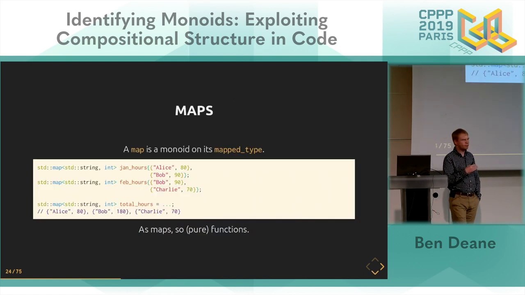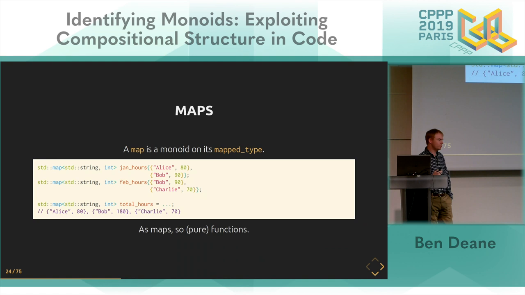And so that's a vector, so that's fairly easy to think about. When we think about maps, and it could be an unordered map, but associative containers, then this gives us the idea as to why identity is so important, because we are performing the monoid operation on the mapped type here. And if there is no entry in the map, so in this case, Alice didn't work any hours in February, what are we going to accumulate for Alice? Well, we need to have that identity. And so conceptually, Alice worked 0 hours in February. 0 is the identity. And Charlie worked 0 hours in January. So the identity is crucial for things like this.